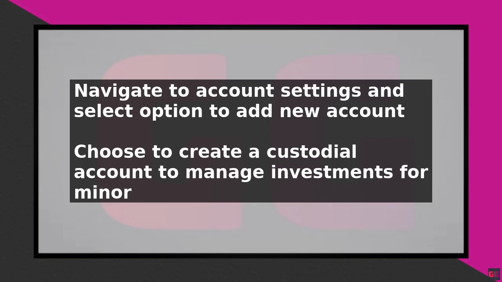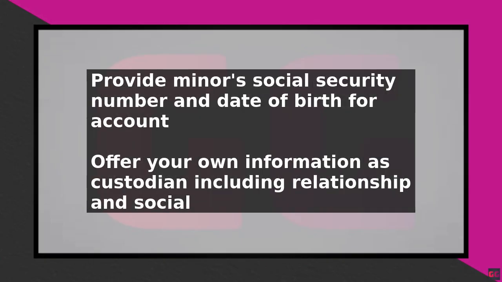After providing the necessary information, you will be asked to fund the account. You can do this by transferring money from your bank account or from an existing Robinhood account. The minimum amount required to open a custodial account may vary, so be sure to check the current requirements. Once the account is funded, you can begin investing on behalf of the minor.